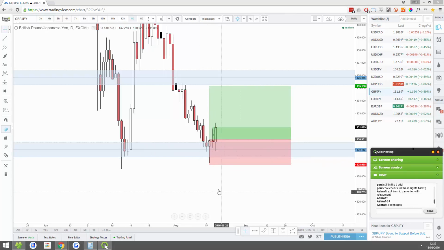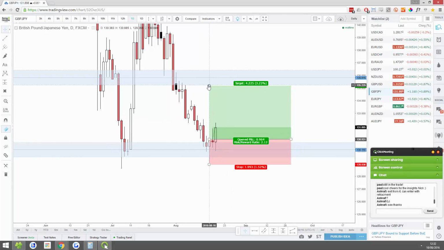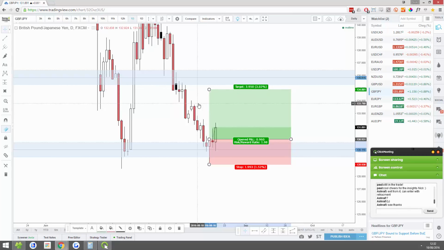You should not have exited. That's what you should take home from this. You entered this trade, it was a solid setup, it had a good risk to reward ratio, there was no logical reason to exit this. No reason at all.